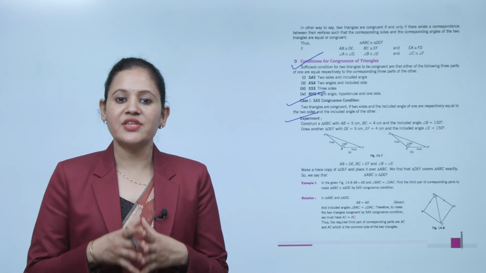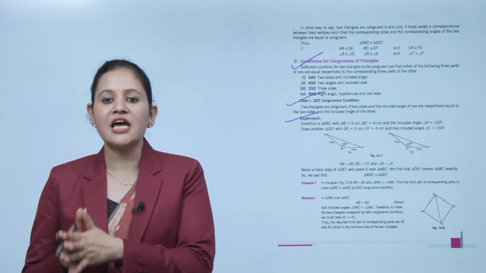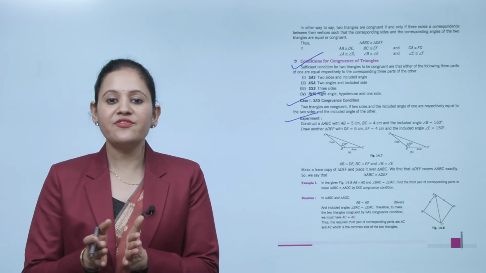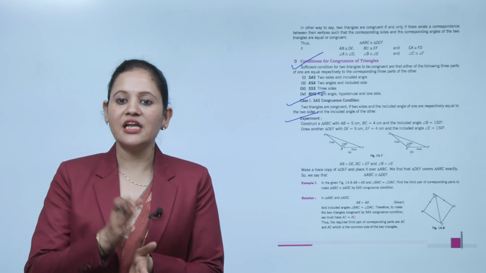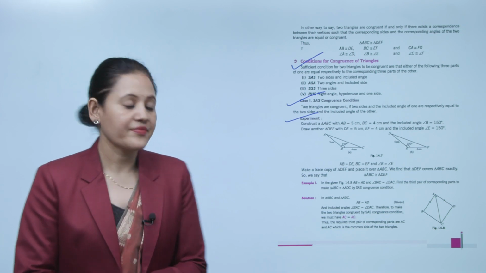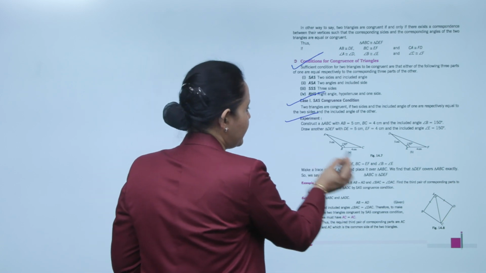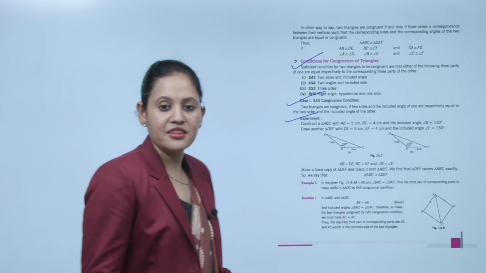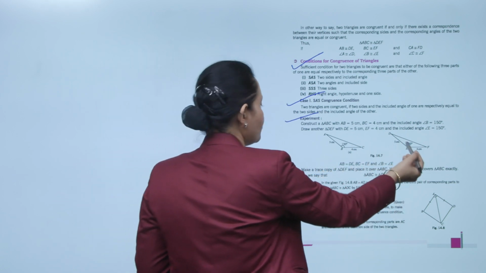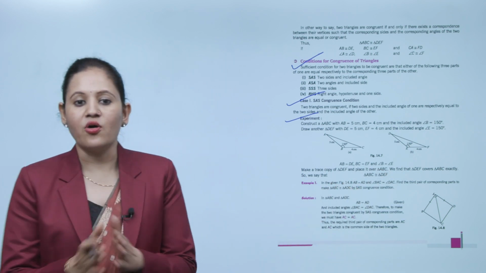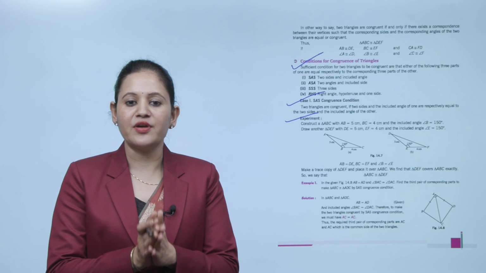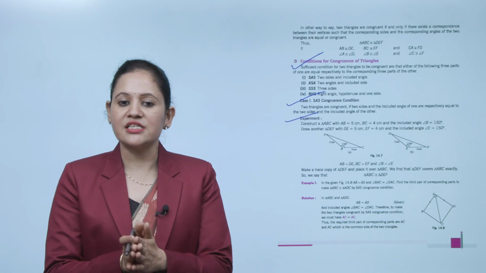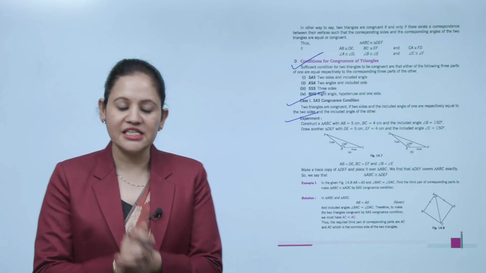Construct a triangle ABC with AB 5 cm, BC 4 cm and included angle B that is 150 degrees. Draw another triangle DEF with DE 5 cm, EF 4 cm and included angle E 150 degrees. So now AB equals DE, BC equals EF, and the included angle B equals E. Clear? Now, make a trace copy of triangle DEF and place it over ABC. We find that DEF covers ABC exactly, so we can say triangle ABC is congruent to triangle DEF.